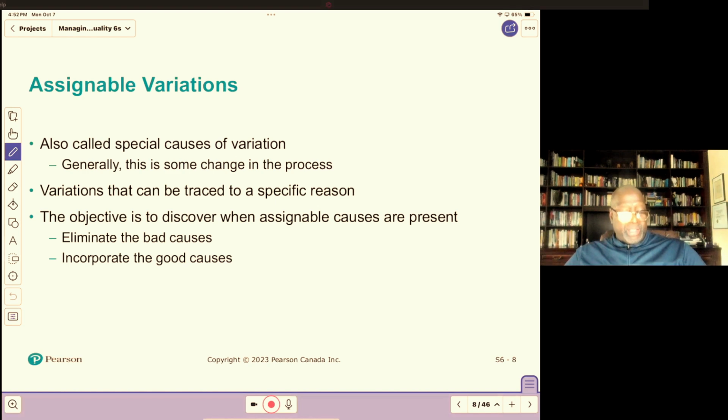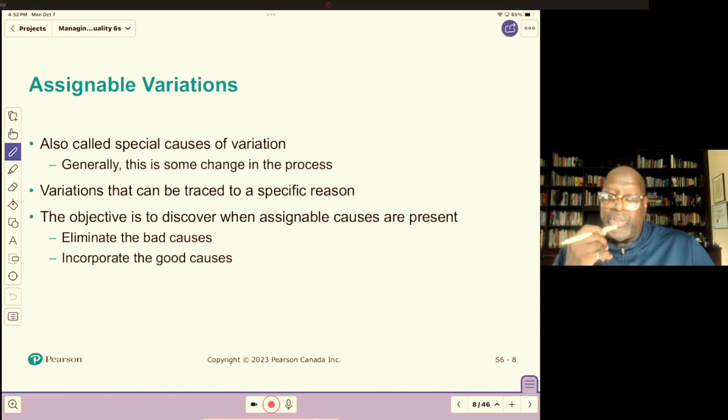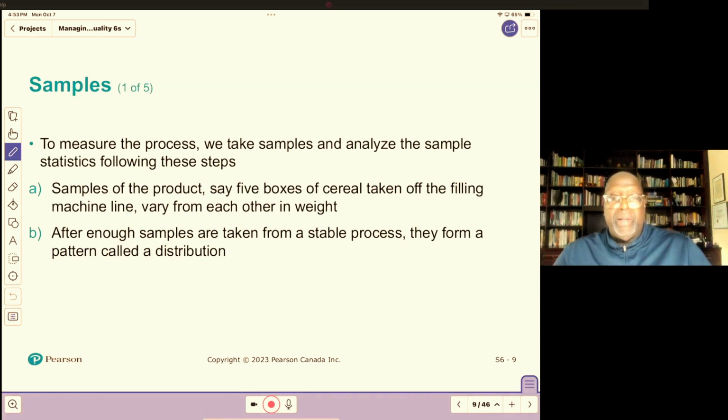So assignable variations, so-called special causes, generally come from some kind of change in the process, and then you could actually trace them and find out the root cause. The objective is to discover those when they are present, and then to undertake appropriate action to get rid of them. Right? Now, to be able to do that, we have to take samples.